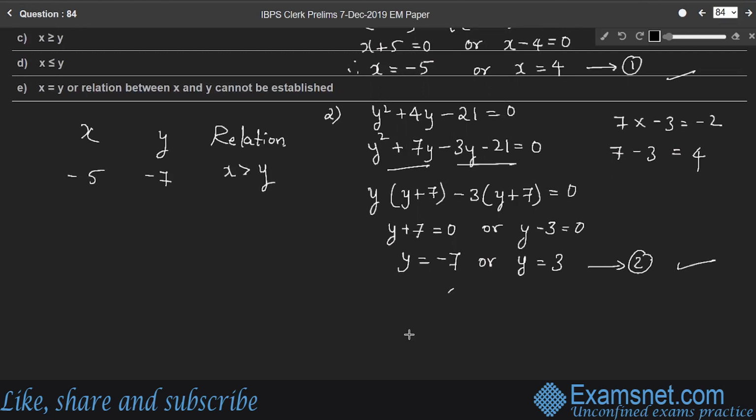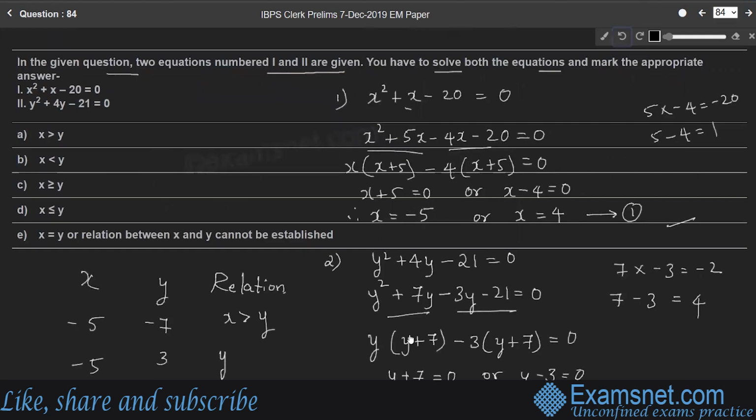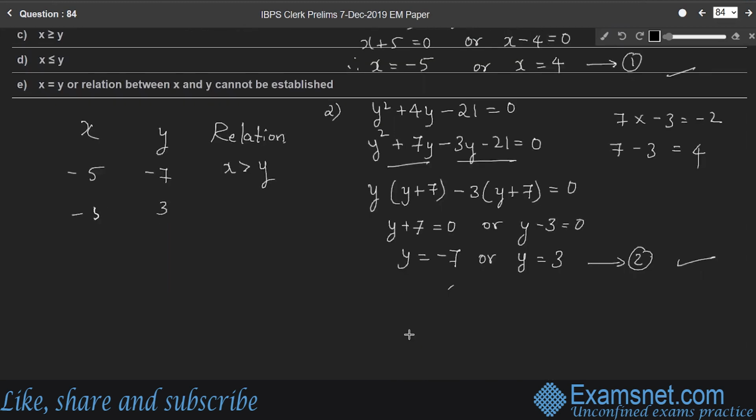Right? So, for the value of x is equal to 4, we'll take y is equal to 3 and x is minus 5, which is greater. Yes, 3 is greater. Therefore, y is greater than x or x is less than y. So, if x is minus 5, y is 3, then x is less than y. Right? So, if x is 4, y is minus 7, x is greater than y. If x is 4, y is 3, then also x is greater than y.